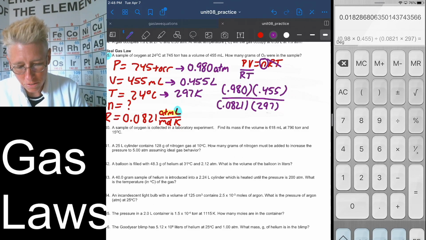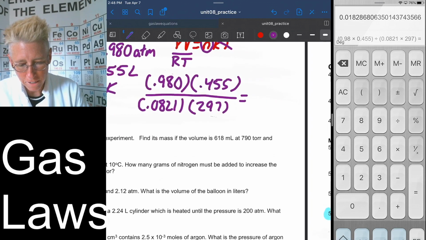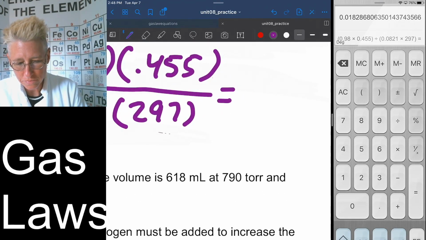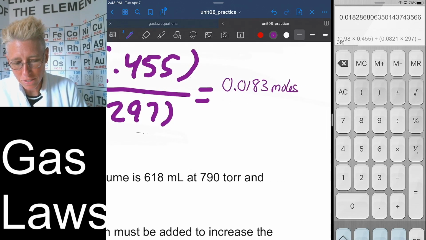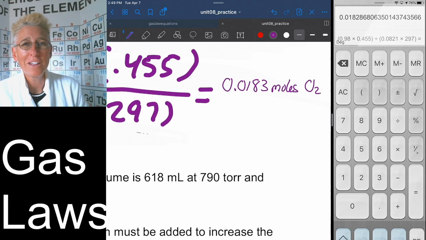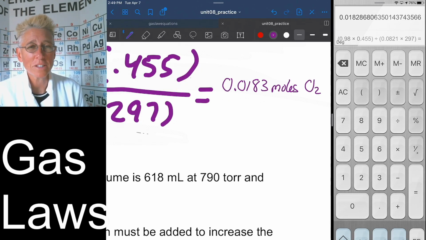And I get this very small mole number, and I'll carry it to three significant figures: 0.0183 moles, and the gas that I'm working with is O2. Okay, so what do I do now? The question is asking for grams, so I simply use the molar mass of oxygen.